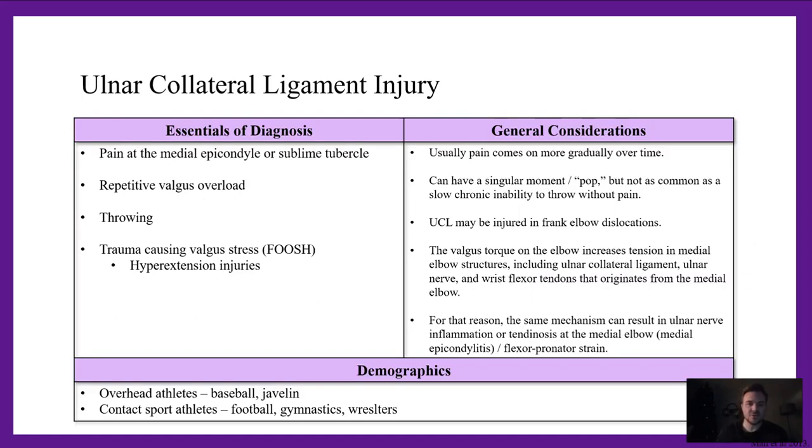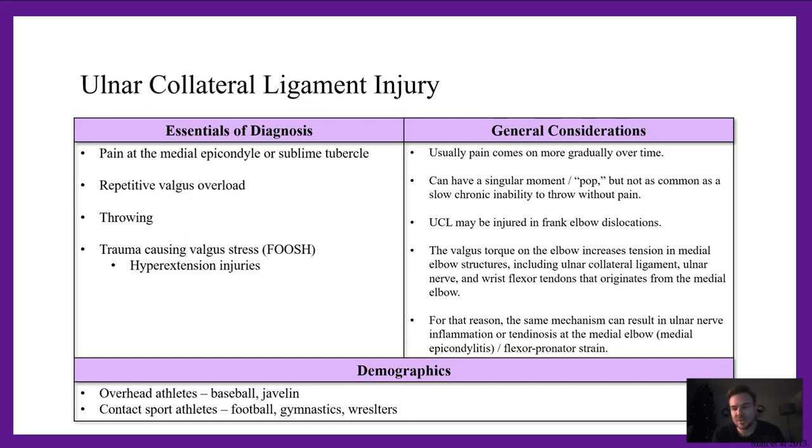Essentials of diagnosis here. If someone has injured this area, they'll have pain at the medial epicondyle or sublime tubercle, or in that general area. It's usually because of repetitive valgus overload with throwing and or trauma caused by valgus stress to the elbow, such as a fall on an outstretched hand and hyperextension injuries.